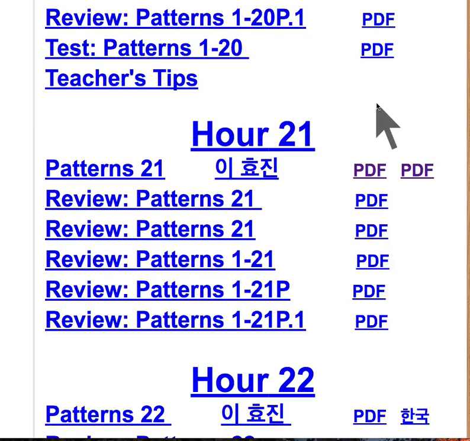Today we begin hour 21. It begins the second half of the total of 40 hours that we've studied. If you look back at it, the students have come a long way. We're going to continue to teach them patterns, and in most cases, the patterns that we'll learn will be able to incorporate everything that we've learned up to now.